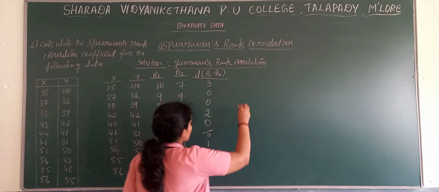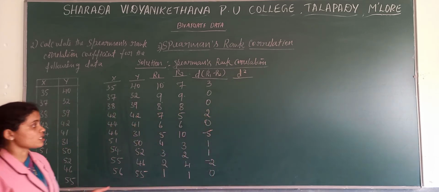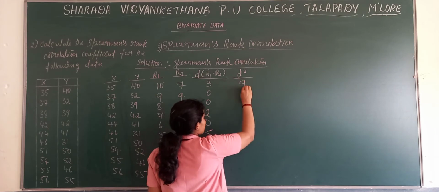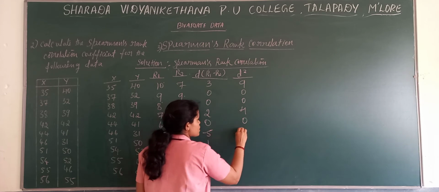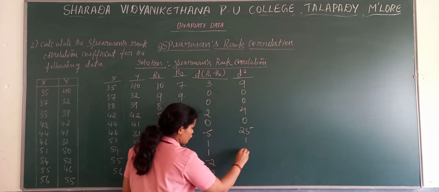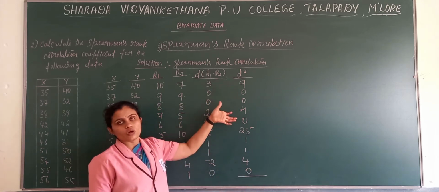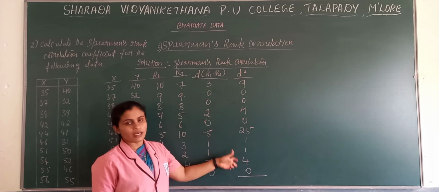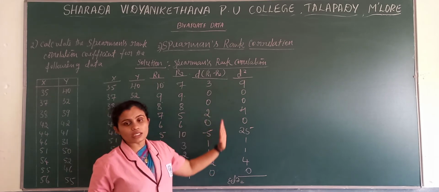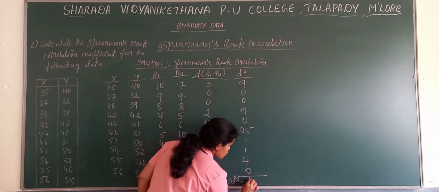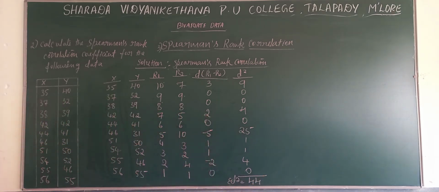Now, next we need to find out D square, the square of deviations. So 3 3s are 9, 0, 0, 2 2s are 4, 0, 5 5s are 25. Here 1, 1, and here 4, again 0. So 9, 4, 25, 1, 1, and 4. Find out sigma D square. When we total this column, we get the value as 44. That is sigma D square, 44.